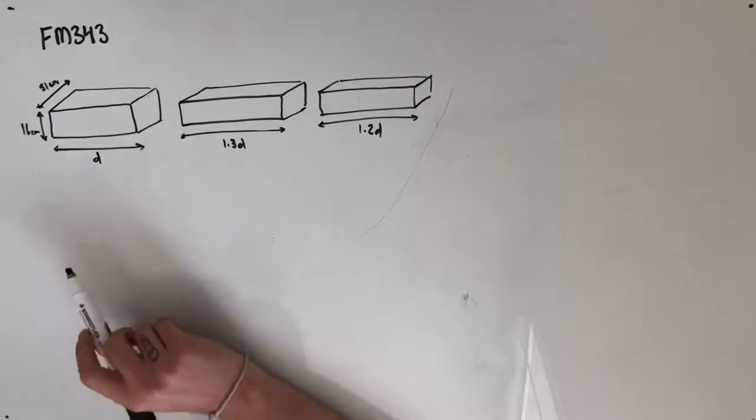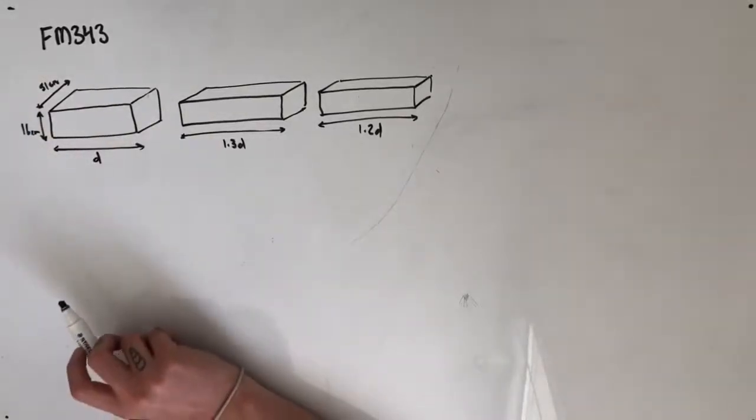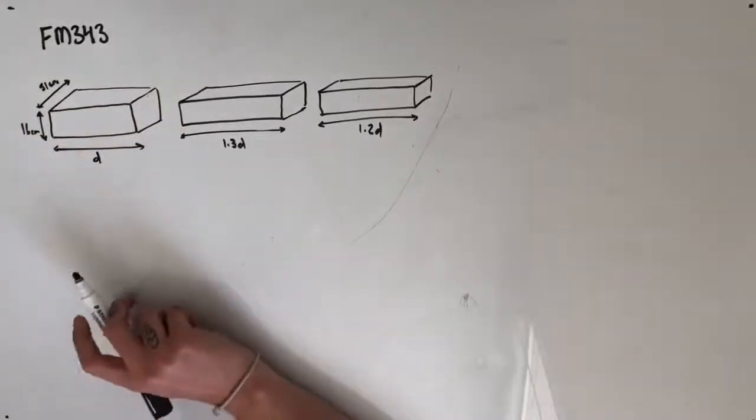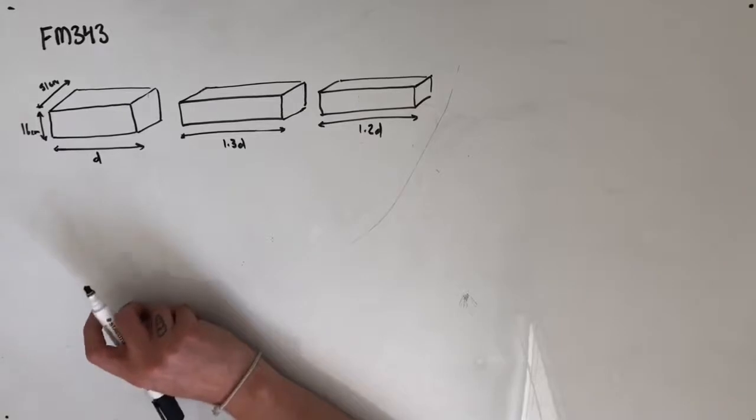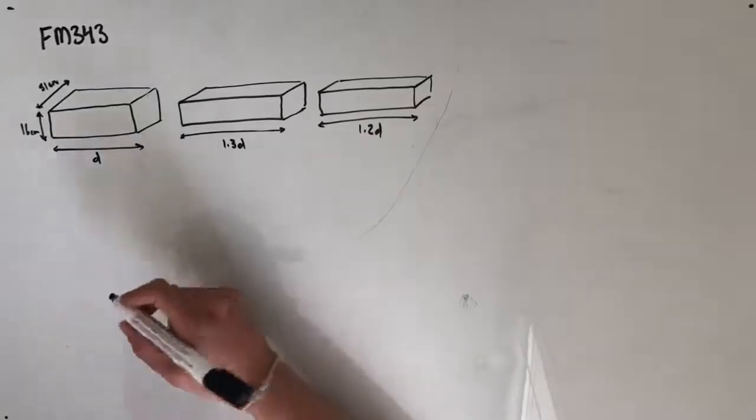The cushions have a height of 16 centimeters, so all the cushions have a height of 16 centimeters. The cushions have a depth of 51 centimeters. The volume of the largest cushion is 74,256 centimeters cubed. And then we're asked about part A.